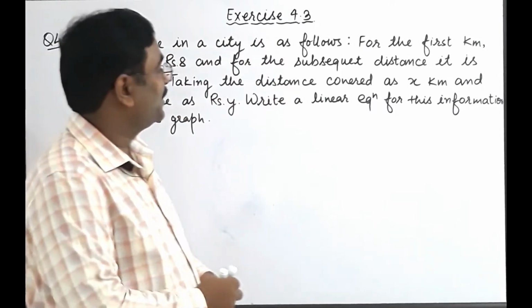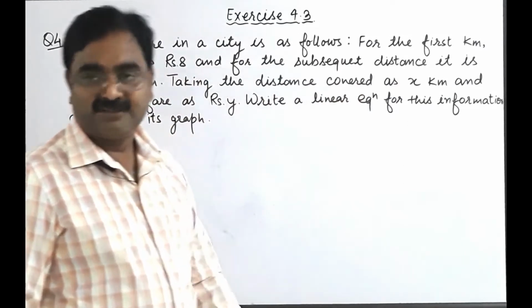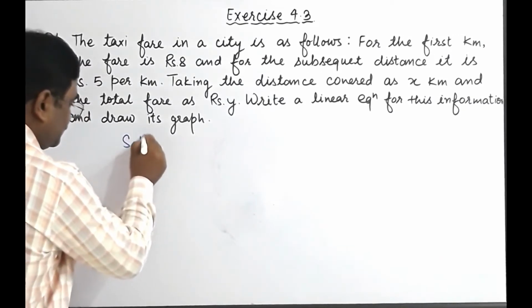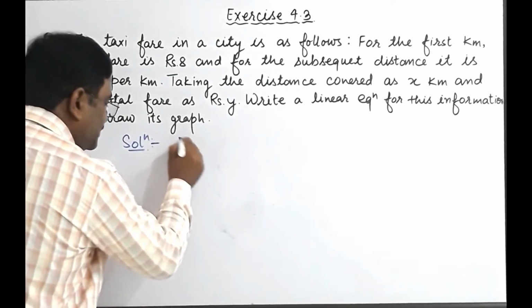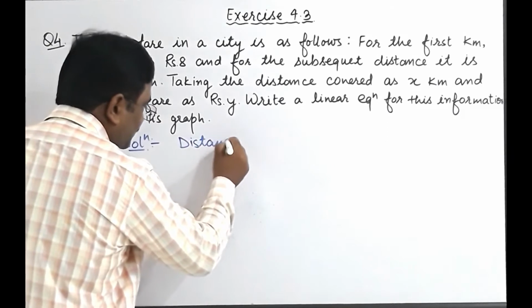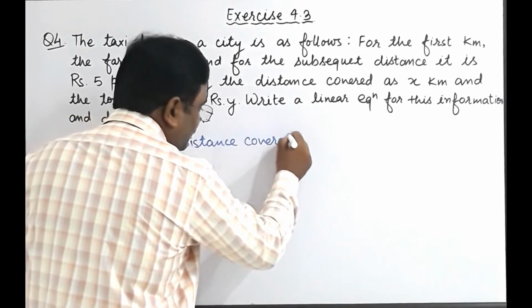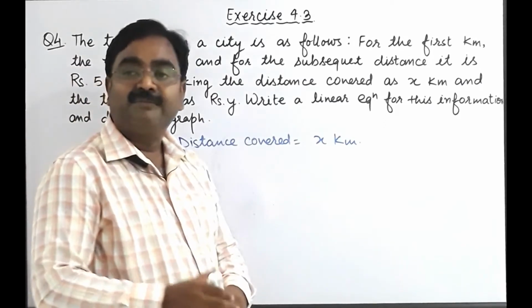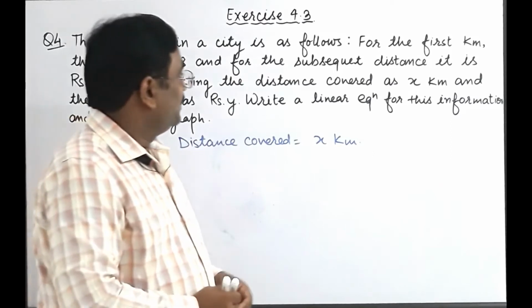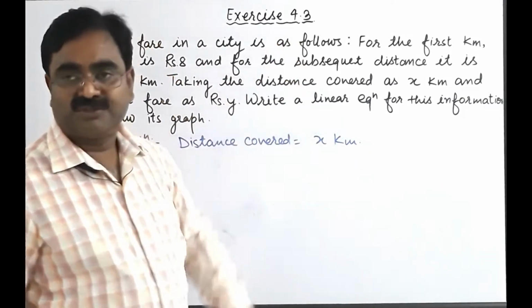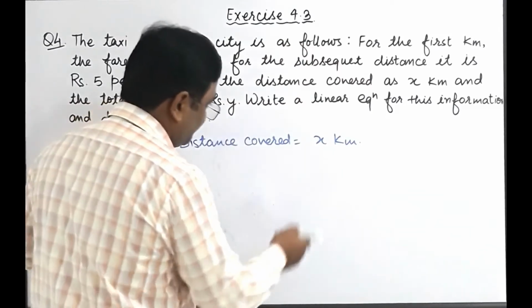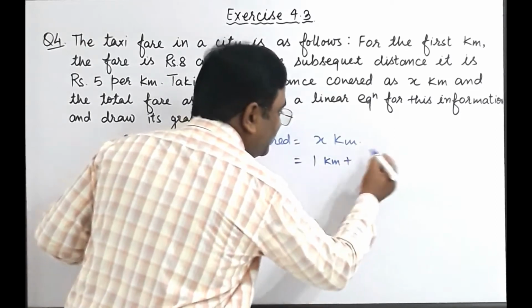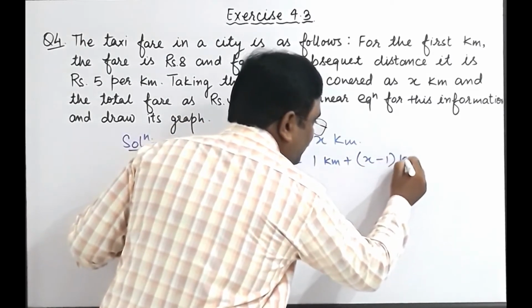As it is given, taking the distance covered as x kilometer. So in the solution, distance covered is equal to x kilometer. Now this x kilometer, we are going to split into two parts according to the information of this question. So this x kilometer can be written as the first 1 kilometer, plus the remaining kilometer, which is x minus 1 kilometer.